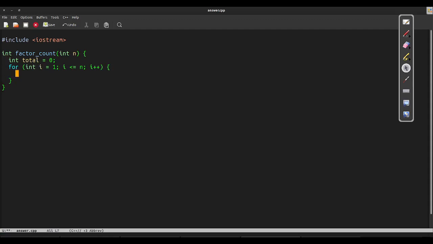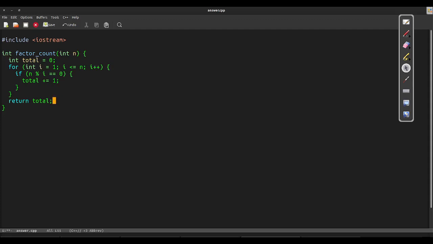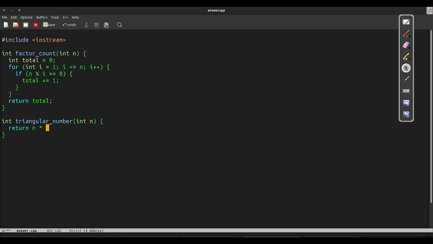We keep a total count and iterate from 1 up to and including n. For each value, we check if it divides evenly into n using the modulo operator, and if so, we increment our count. Finally, return the total count. Note that we iterate from 1 up to and including n, since n is a completely valid factor of itself. Now we need a function to calculate the nth triangular number. We have a very easy formula for doing so, so this function is very simple as well.